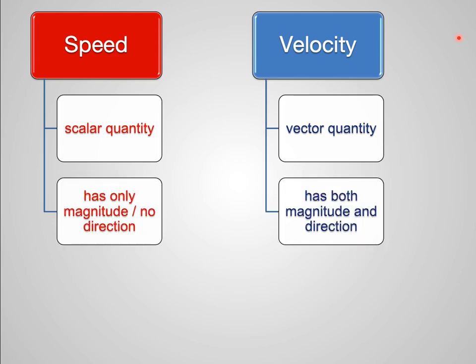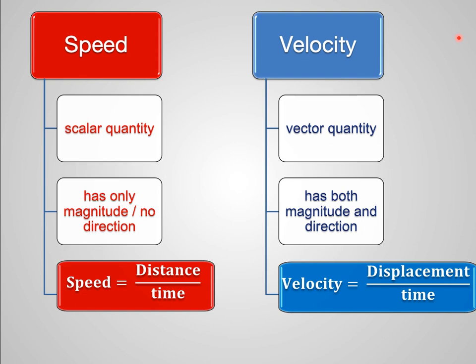As a result, velocity can be positive or negative, but the speed answer should always be positive. No negative answer is possible for speed. And the definitions go like this. Velocity is displacement over time because it's a vector, and speed is distance over time and it's a scalar. Let's see how they are different.